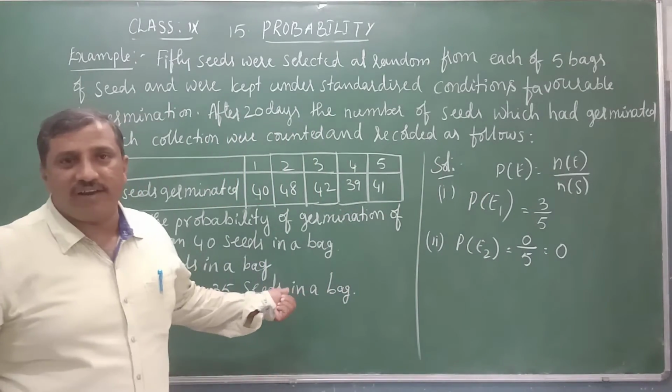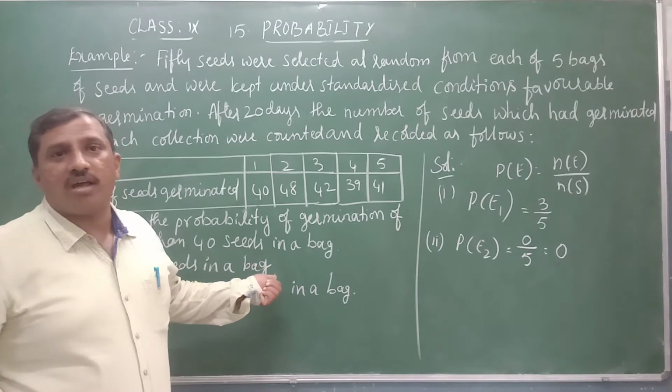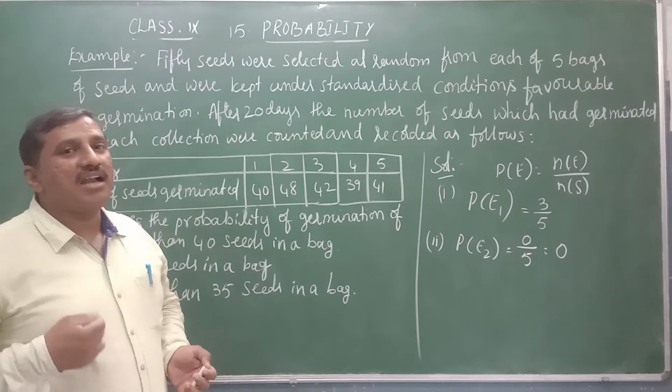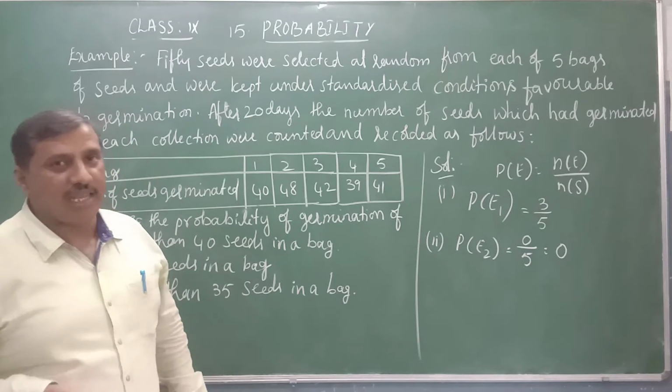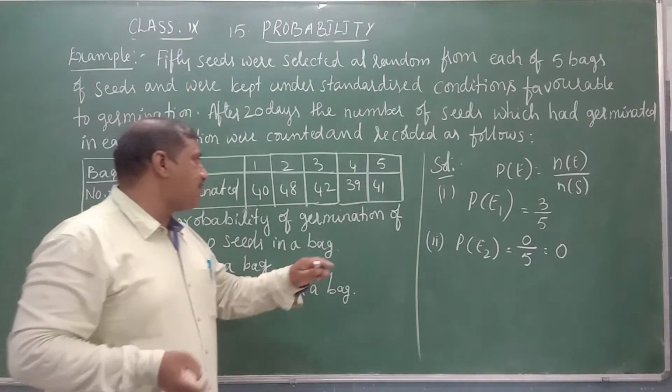What do we call such events? They are impossible events. What are impossible events? The events which cannot happen, which cannot occur, are known as impossible events. Next, the third one: more than 35 seeds in a bag.